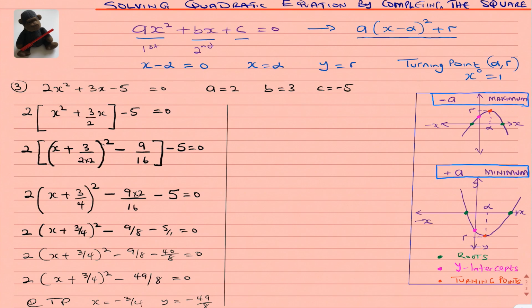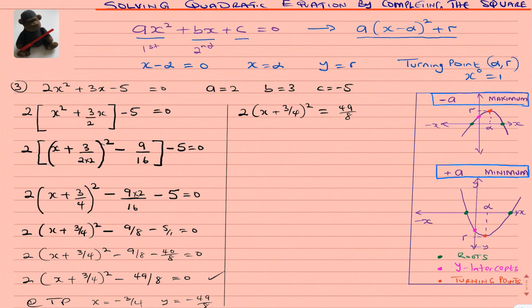So to solve for the roots, I need to then do this: 2 into bracket x plus 3 over 4 squared equals 49 over 8. So I took 49 over 8 here, I took it to the right. So I add 49 over 8 to both sides.